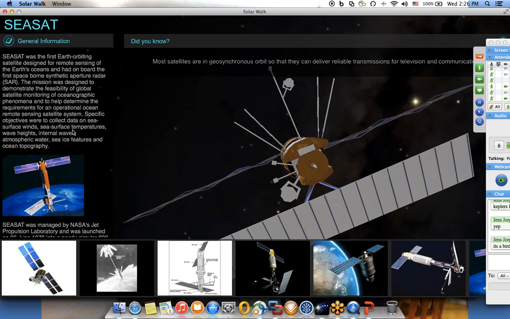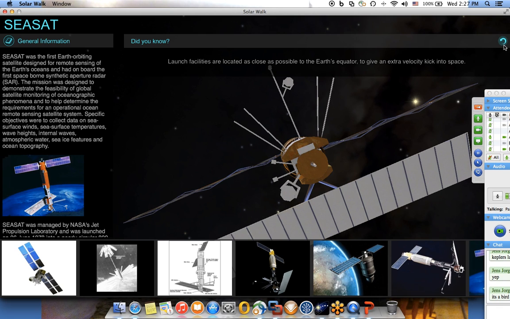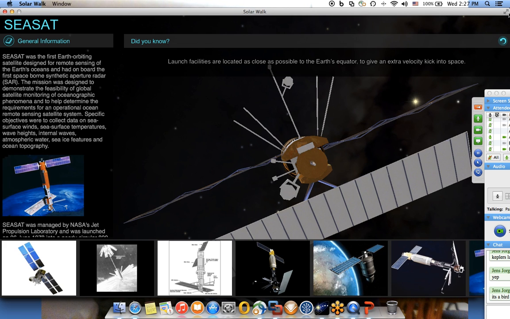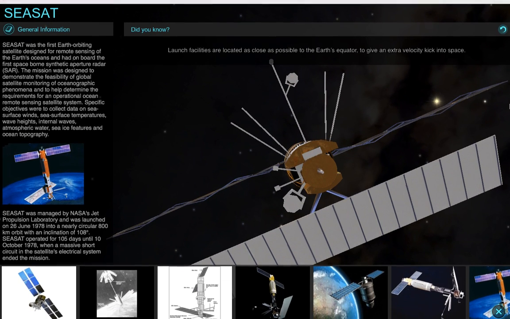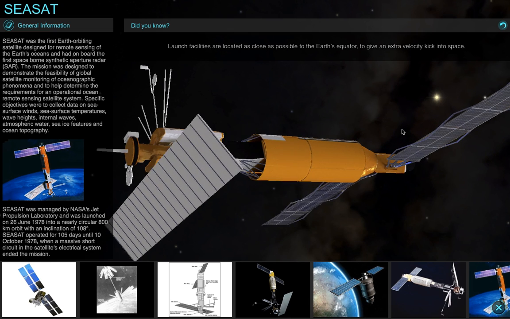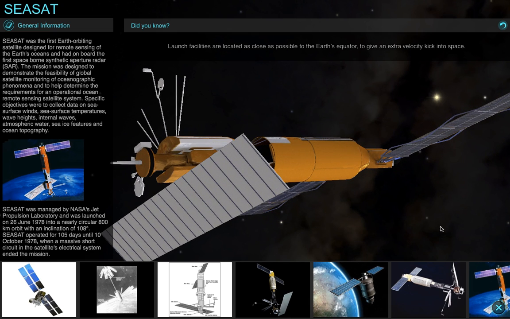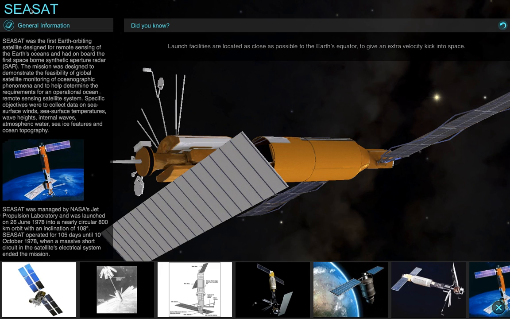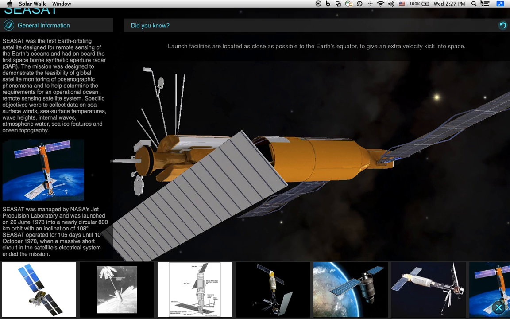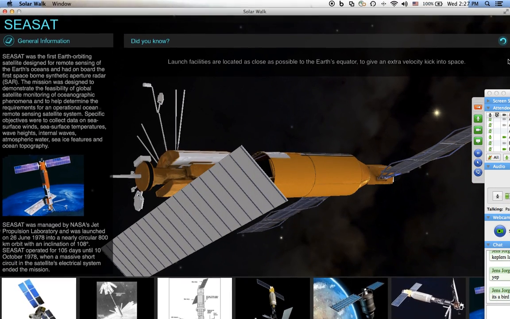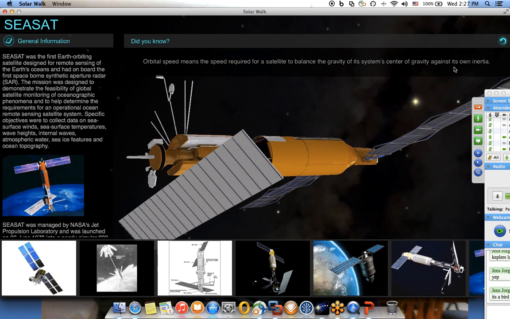Okay, let's see. How did I get back to the other view? I think that there may be a link here on this side. How do I get out of this view?